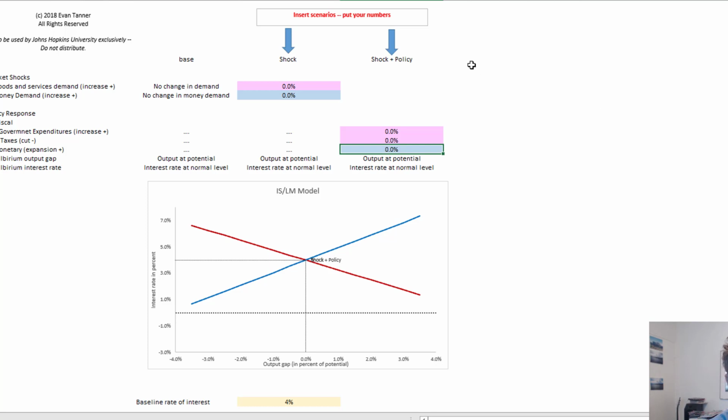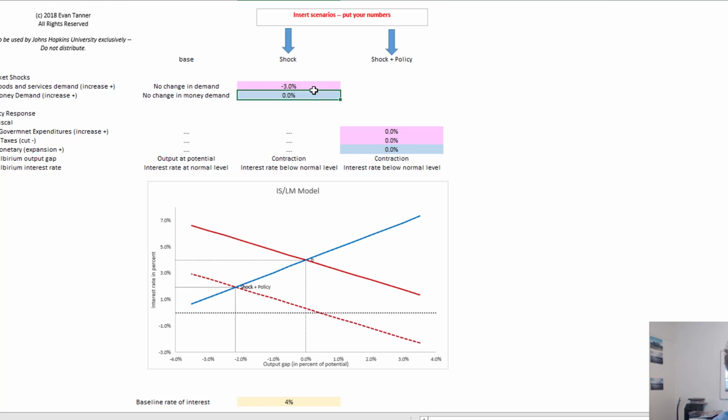So now let's try a shock. Let's say, for example, you have a very severe retrenchment in demand. Let's say something like minus 3%, which is pretty big. And you can see already that this is a little bit misleading just right now, because right now there is no policy here. So shock plus policy, this is just the shock here. But you can see that we have lower output. We have output less than equilibrium, and then we also have a lower interest rate as we walk down the LM curve.